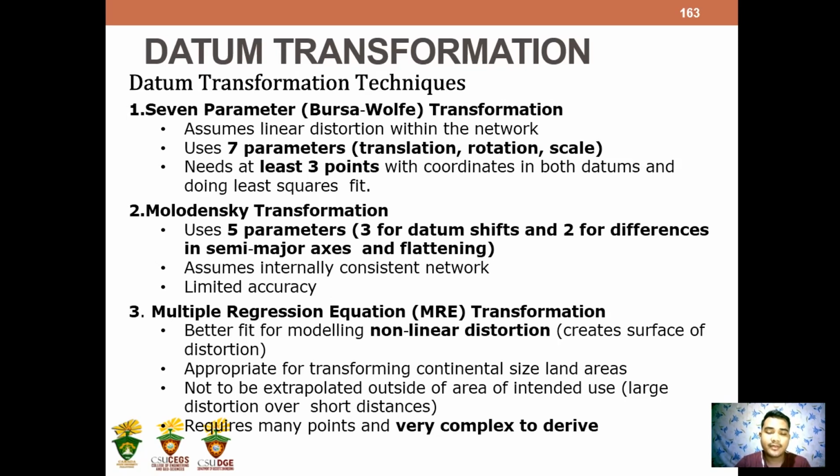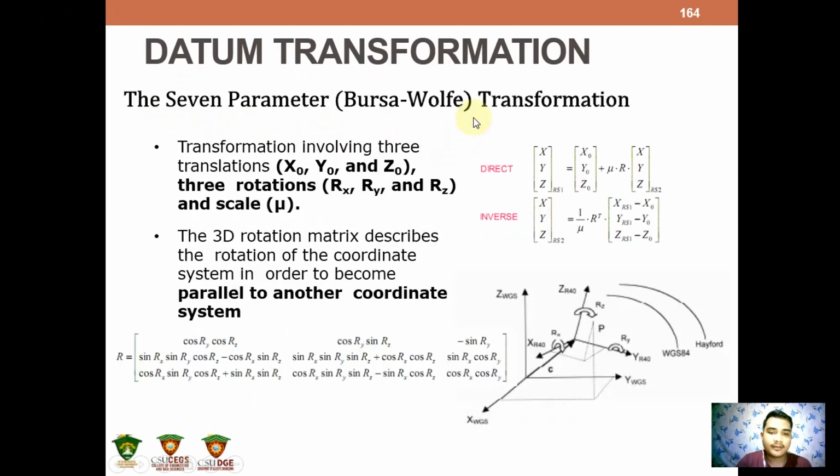But in our case, for the transformation of the datum from WGS to PRS, we are using this 7-parameter transformation or Bursa-Wolf. The seven-parameter or Bursa-Wolf transformation involves three translations, X0, Y0, and Z0, three rotations, RX, RY, and RZ, and a scale. That makes seven in total.